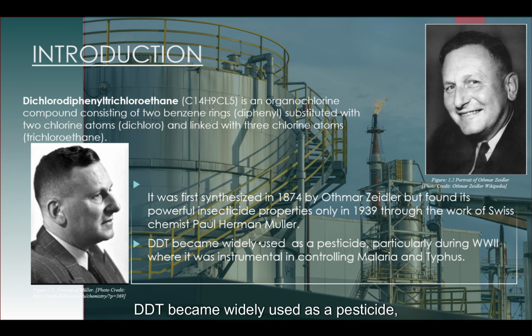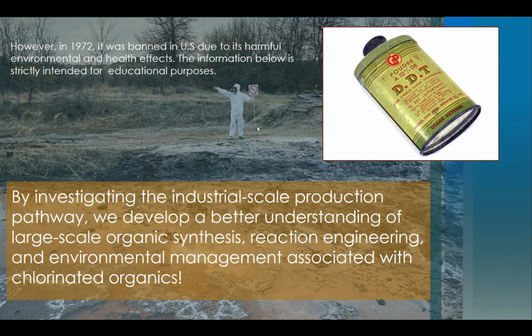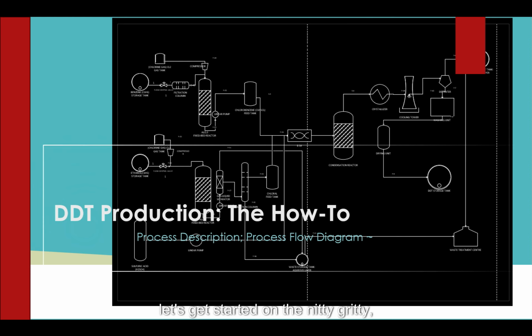DDT became widely used as a pesticide, particularly during World War II, where it was instrumental in controlling malaria and typhus. Unfortunately, DDT is banned because of its harmful environmental and health effects. But in some cases, it is allowed and it is used. So, by investigating the industrial scale production pathway, we develop a better understanding of large-scale organic synthesis, reaction engineering, and environmental management associated with chlorinated organics. So let's get started on the nitty-gritty: how to produce our DDT.